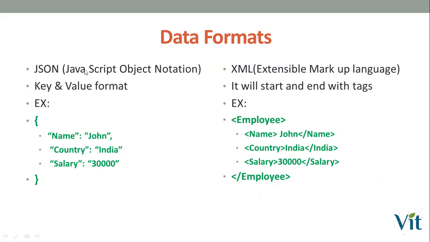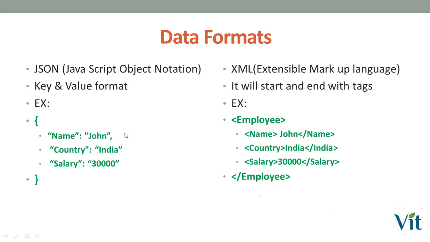Okay, we'll talk about data formats, JSON and XML. So JSON is nothing but JavaScript Object Notation. It is a key value format, guys. Key value format. See, name is John, country India, and salary is 30,000. Suppose if that is in XML format, how will it be? It will be in tags. Starting tag and ending tag. So going forward, by seeing the data itself, you have to tell me whether it is a JSON format or XML format. This is the first point.